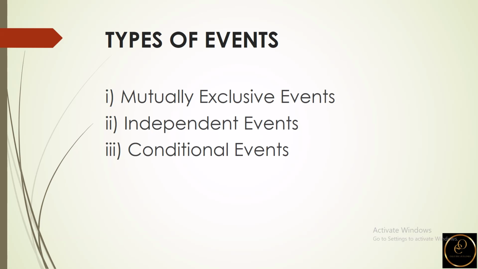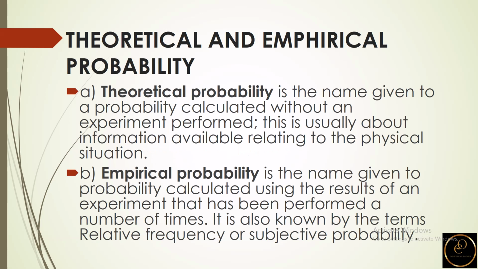We also have the third, conditional events. Conditional events are those events where the outcome of an event is dependent on the outcome of the prior event. Then we can say that event is conditional because it is conditioned upon the occurrence of a certain event or non-occurrence of a certain event. Okay, so those are the types of events you are likely to face in probability.